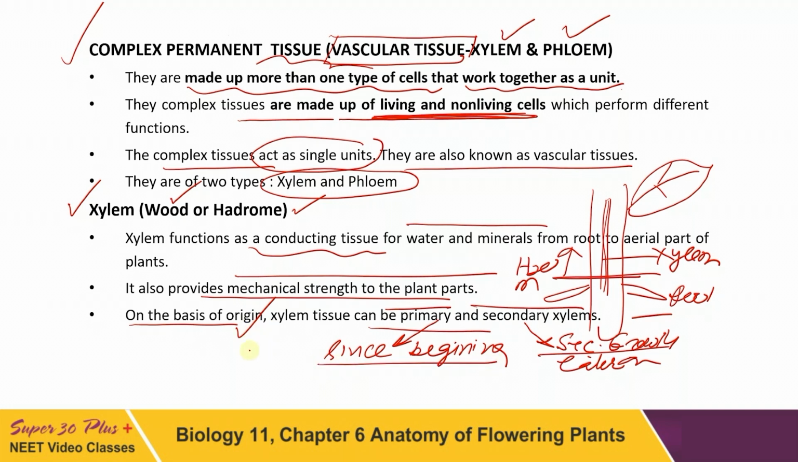It is found in between the vascular bundles. With the vascular bundles, the xylem is present, that is primary xylem. Secondary xylem will be formed later on at the time of secondary growth.